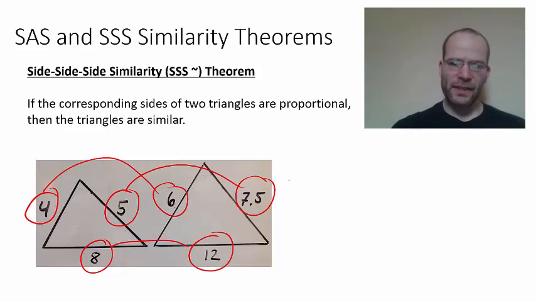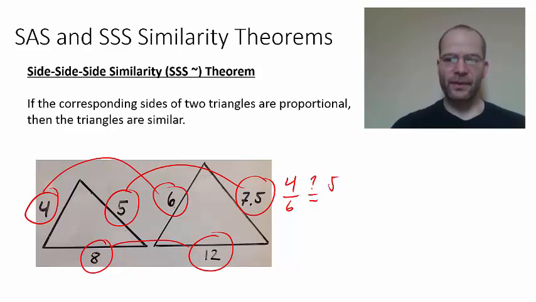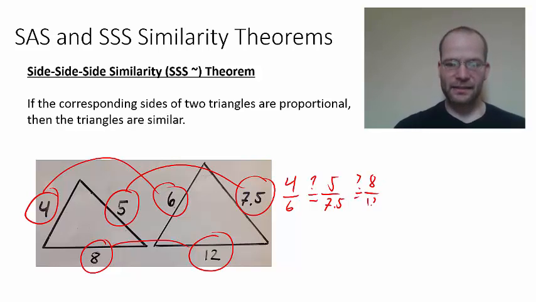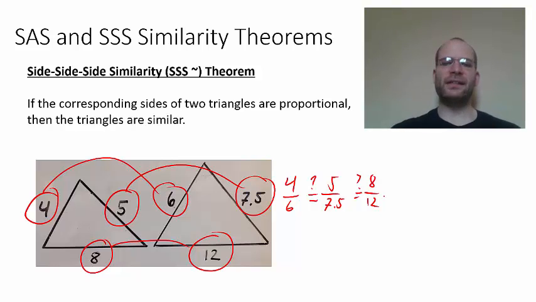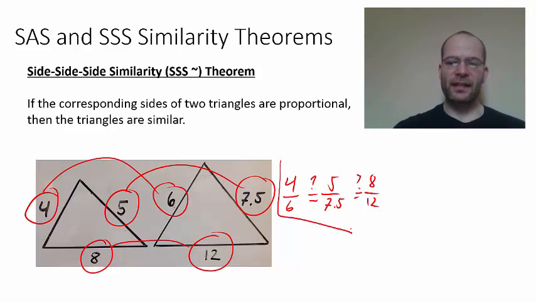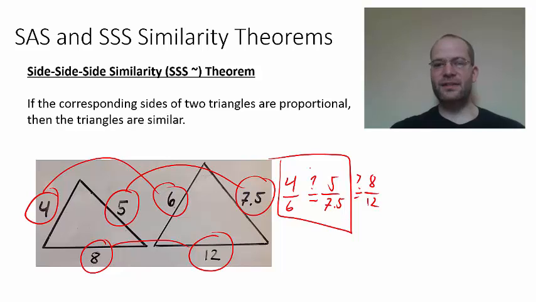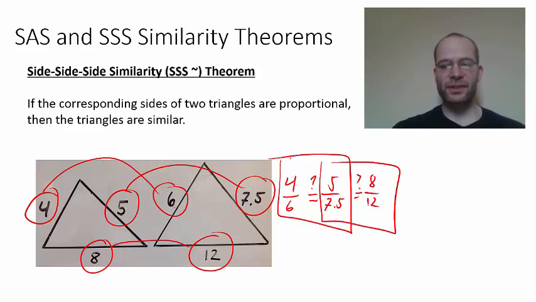And so we ask the question, is 4 over 6 equal to 5 over 7.5? And is that equal to 8 over 12? Those are the questions we need to answer. There's a couple ways we can do this in an extended proportion. We can first look at this left side and do cross multiplication and see if the cross products are equal. And then we can look at this right portion. Or we can simply reduce all three of these fractions down and see what we come up with.